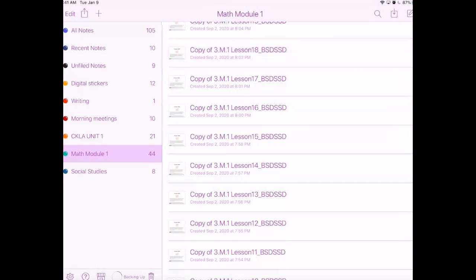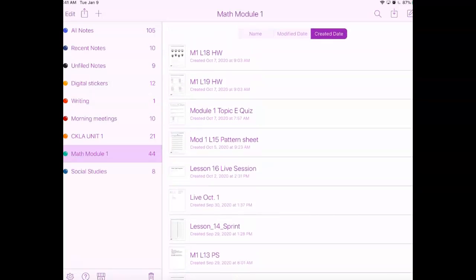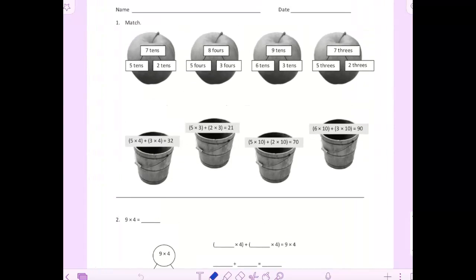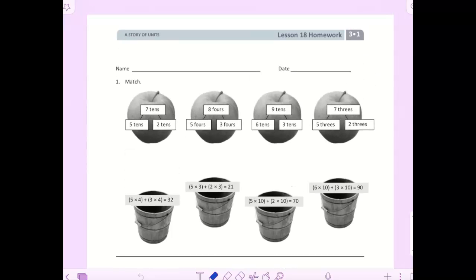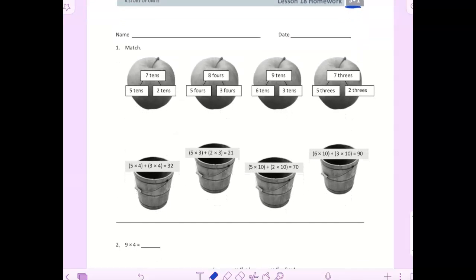Let's do some practice together, boys and girls. I want you to get out your lesson 18 homework pages and we're going to practice together. So stop the video if you need to. Get your lesson 18 homework pages 3.1. And what we're going to do, it says match here in the directions.